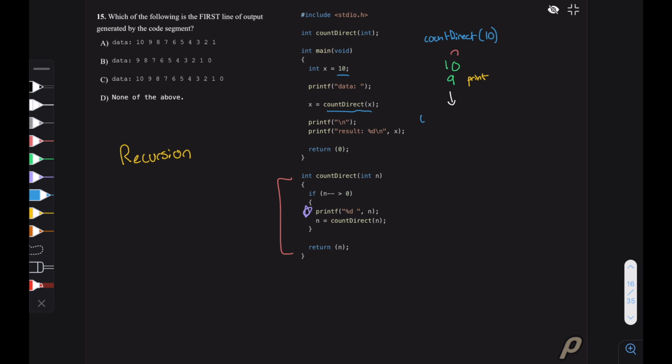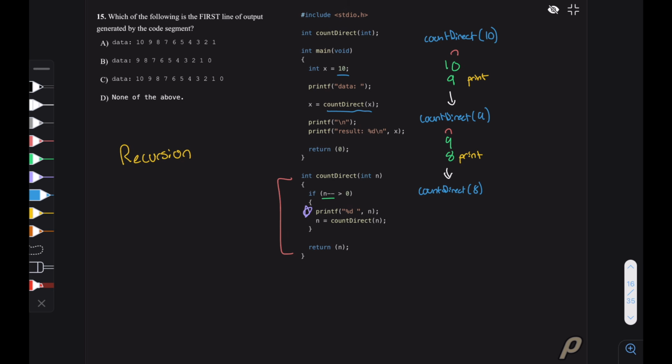So we call count direct yet again, and this time it has a value of 9. If we track through it again, we have 9, and we check, is that greater than 0? It is, so we subtract. This happens afterwards, so it gets down to 8, and then we print that. We print out 8. So now we have printed out 9, and then an 8. Then we call count direct yet again, this time of 8.